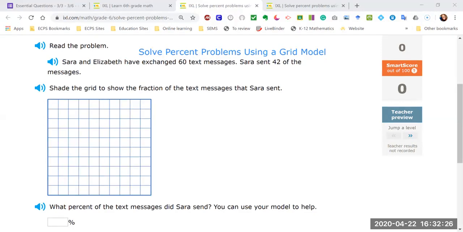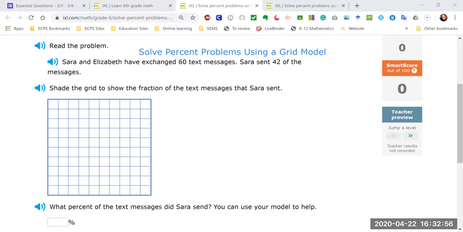So first of all, I'm just going to count how many grids there are here. So let's see, 1, 2, 3, 4, 5, 6, 7, 8, 9, 10. So this is a 10 by 10 grid, which means it's 100. And if you'll remember, percent is out of 100. So really, we just have to find out what percent of text messages.